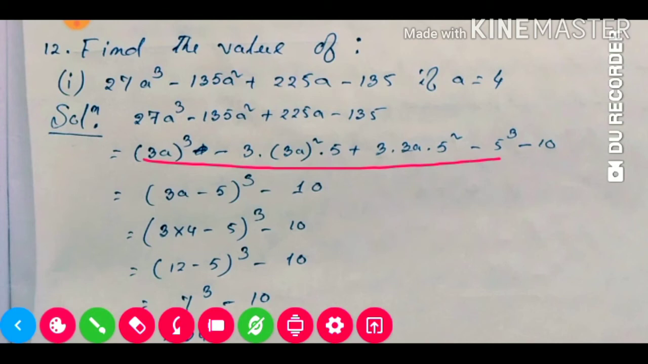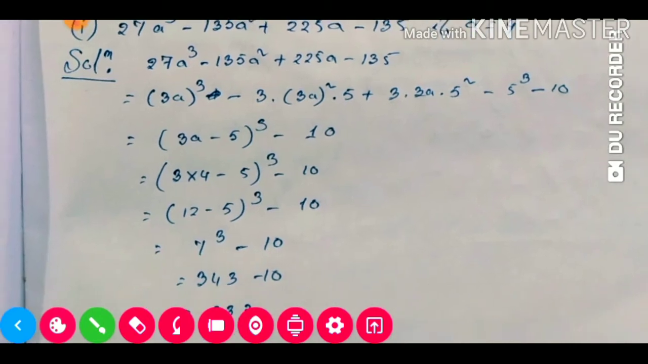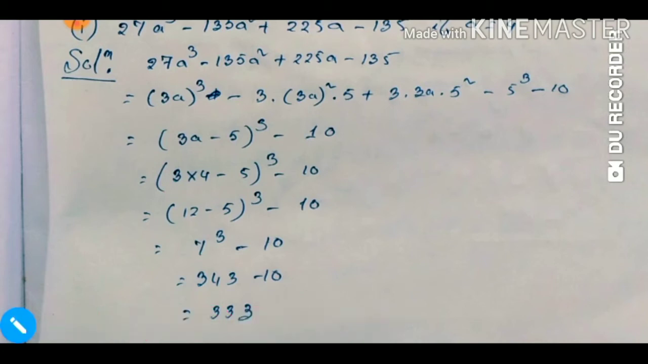From here to here, this one is our formula, it became a minus b whole cube. So a is equal to 3a, b is equal to 5. So whole cube minus 10. Now we'll put the value of a. A's value is given as 4. So 3 into 4 minus 5 whole cube. So 3 into 4 is equal to 12 minus 5 whole cube minus 10. Now see, 12 minus 5 is equal to 7. So cube is there, so 7 cube minus 10. And 7 cube is equal to 343 minus 10. And 343 minus 10 is equal to 333.